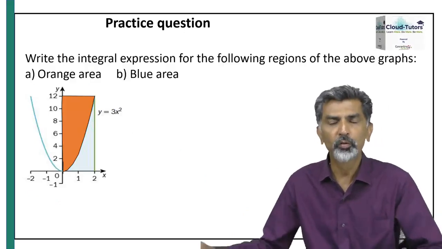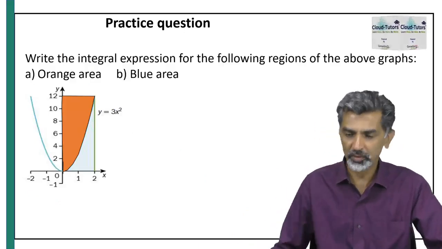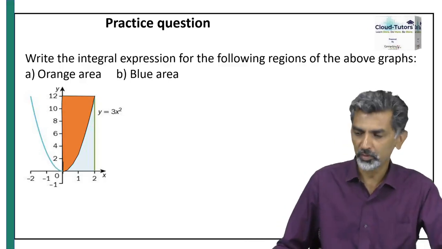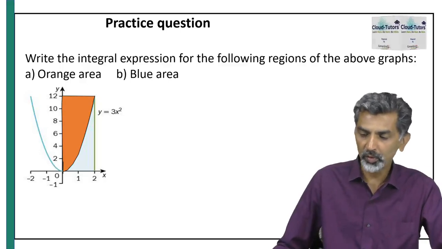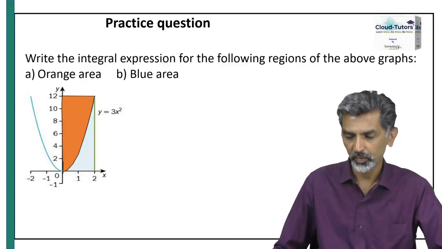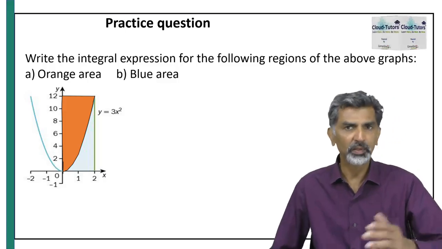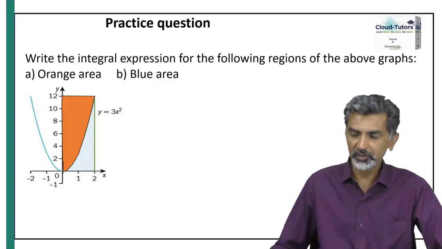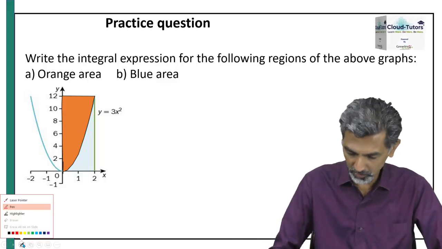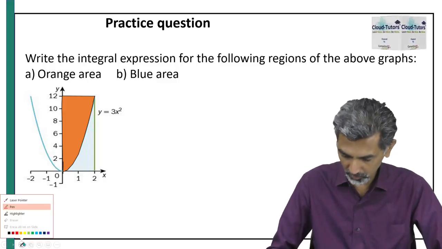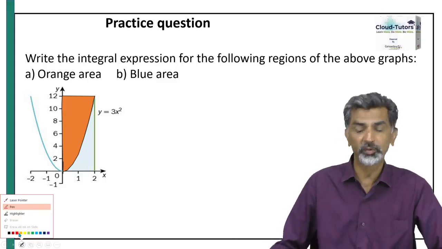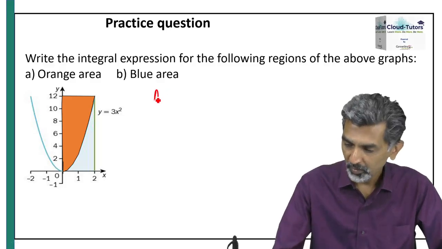Let's practice that concept a bit more with these questions. Write the integral expression for the following regions of the graphs, the orange area and the blue area. Now these are two different areas, and we'll get two different expressions, but let's start with the orange area. So for orange, do I have an orange color? No, red is the closest to it, so I will stick to red.